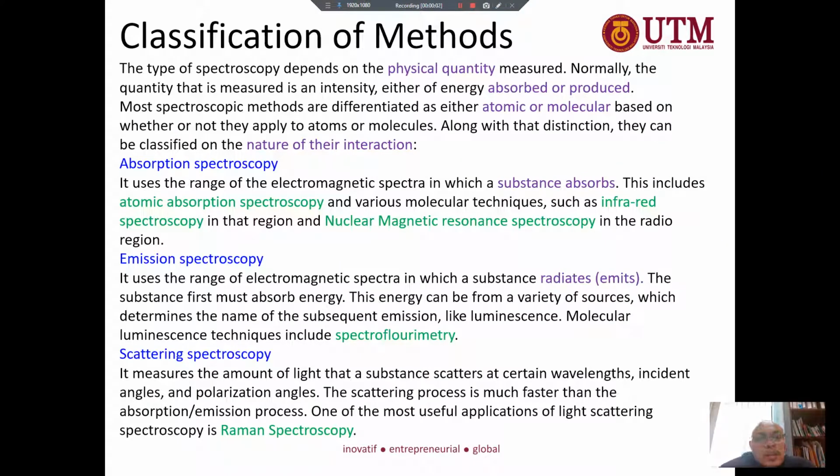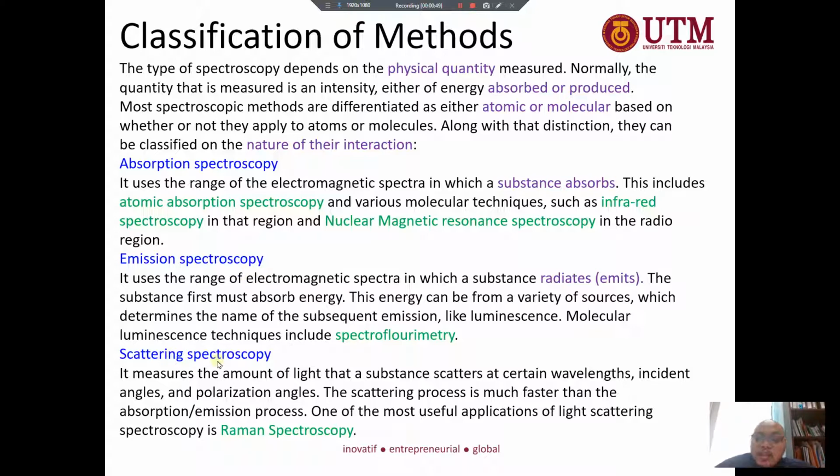Okay, the next one we will look into is the classification of methods. The type of spectroscopy depends on the physical quantity measured. Normally, the quantity that is measured is an intensity, either of energy absorbed or produced. Most spectroscopic methods are differentiated as either atomic or molecular, based on whether they apply to atoms or molecules. We will learn about this later on. Along with this distinction, they can be classified on the nature of interaction. Spectroscopy can be differentiated into absorption, emission and scattering, so the methods of analysis can be divided into three: absorption spectroscopy, emission spectroscopy, and scattering spectroscopy.